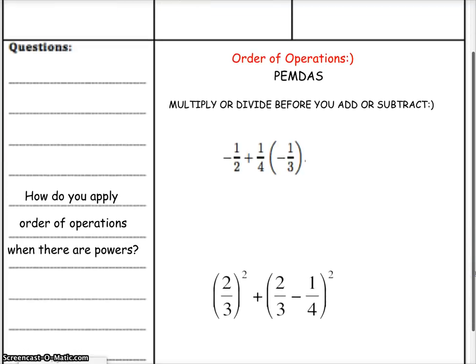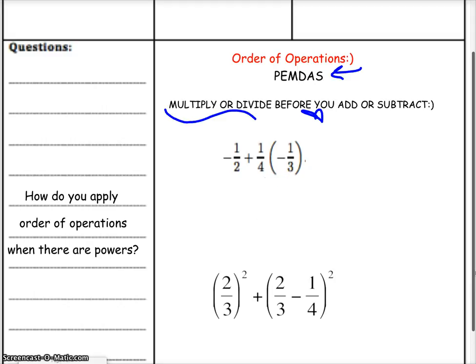Remember with PEMDAS, you need to multiply or divide before you add and subtract. So the first thing you should always do is see if you need to multiply or divide something before you do any addition or subtraction. Most kids want to add first and then multiply. You don't want to do that. You want to multiply this first expression and then you'll add. So I'm going to go ahead and do that.